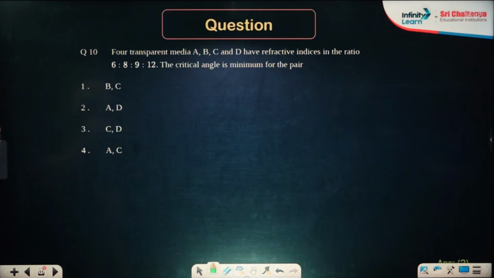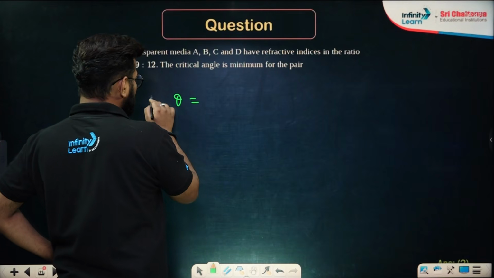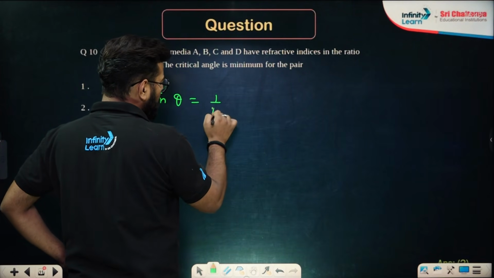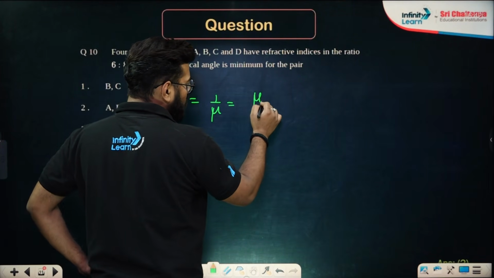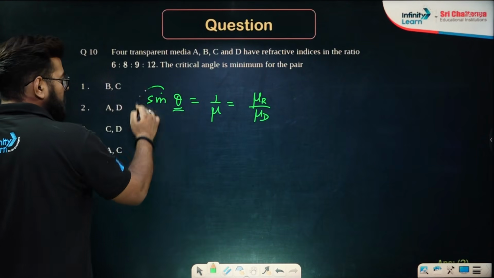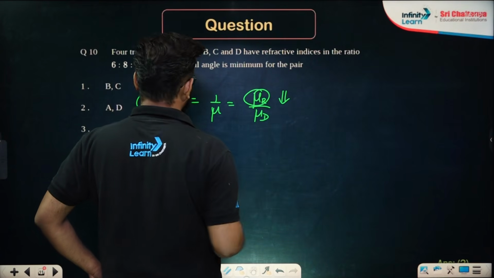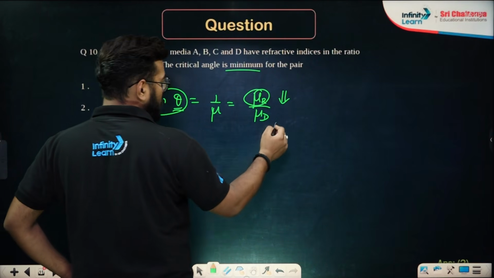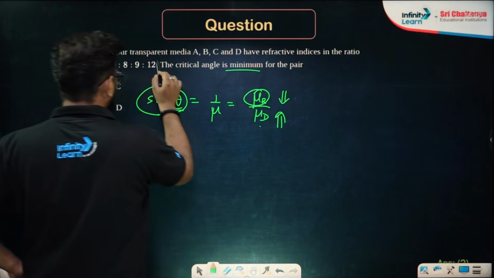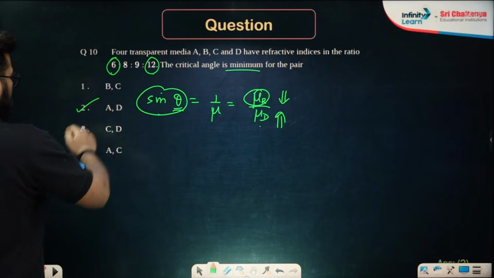Four transparent media A, B, C and D have refractive indices in the ratio, and the critical angle is minimum. See, critical angle is always calculated as sin theta equals 1 upon mu, or basically mu of rarer to mu of denser. So wherever theta is maximum, sin theta will be maximum. That means this should be lower because you want minimum. This should be lower and this should be higher. So you can take this as denser, this as rarer, and you get the combination. That means A and D are the right answer.